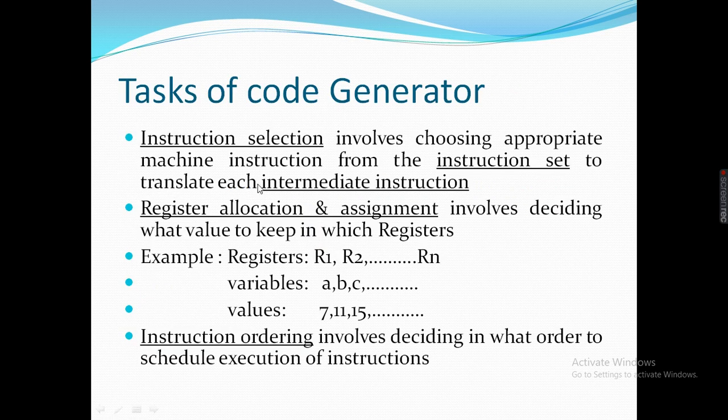So the first task is instruction selection. Instruction selection involves choosing the appropriate machine instruction from the instruction set to translate each intermediate instruction. Next, register allocation and assignment. It is the second task of the code generator, and it involves deciding what values to keep in which registers.